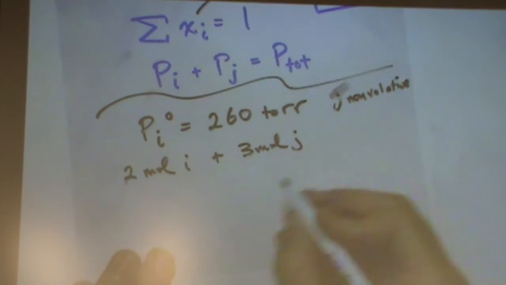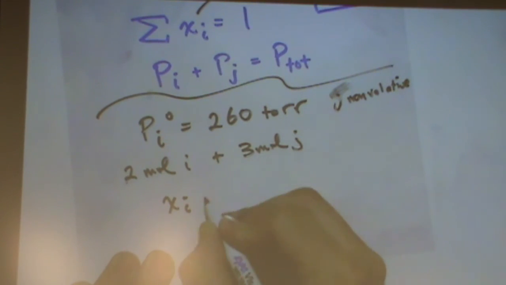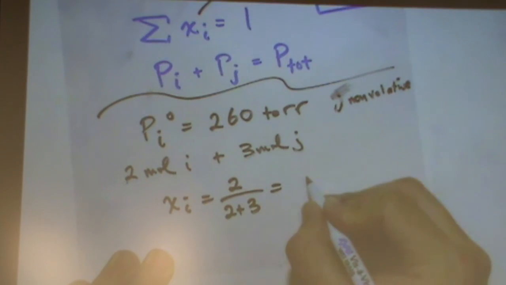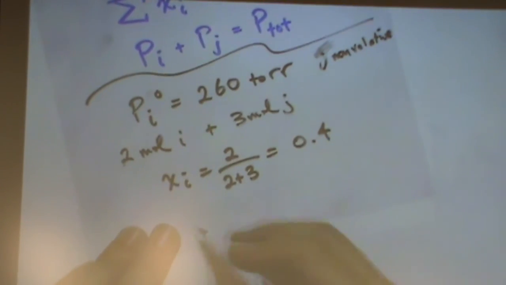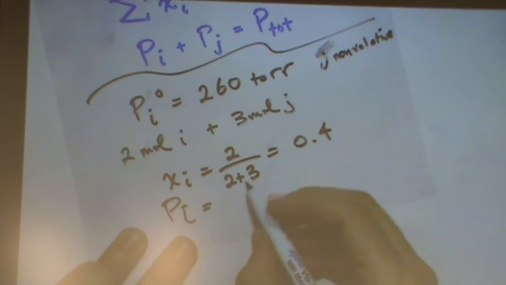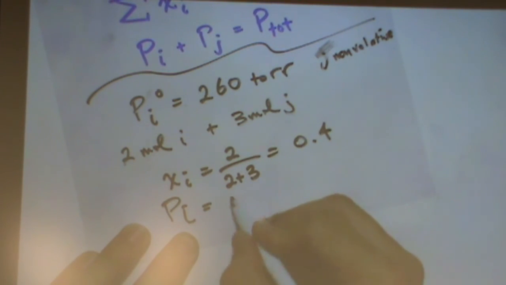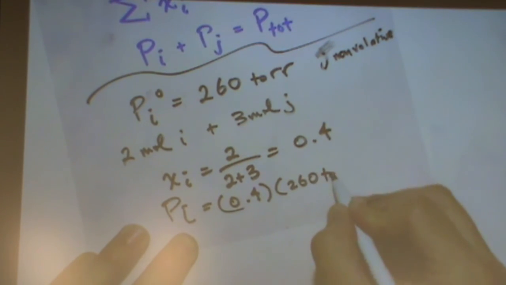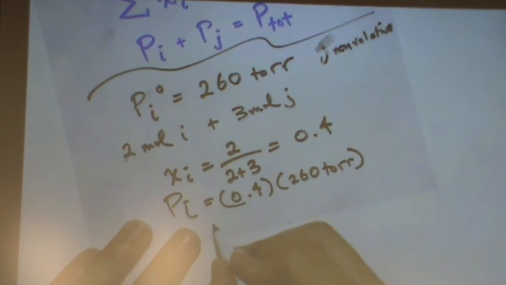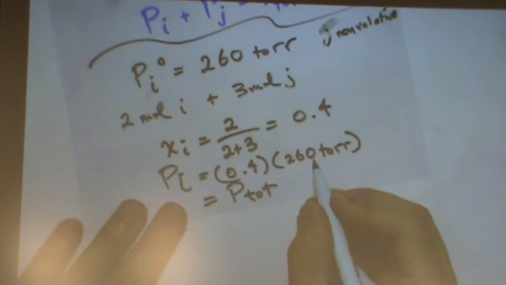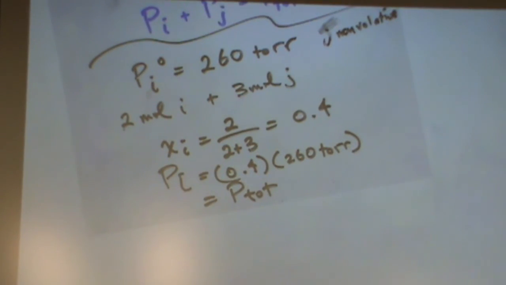All right. So all you would need to do is find the mole fraction of I. That's 2 over the total moles, 2 plus 3. That'd be 2/5, or 0.4. Then P I would be the mole fraction of I, 0.4, times 260 torr. And that number, since J is non-volatile, equals P total. That would be a pretty typical kind of question on the test.